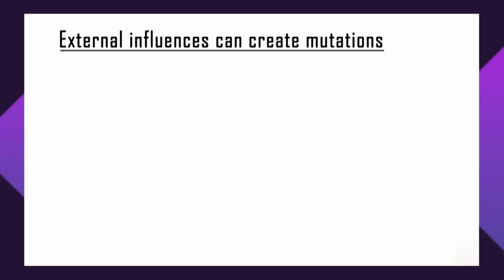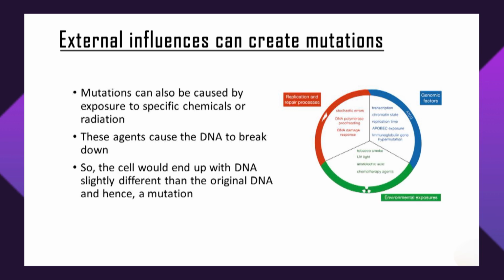Next, external influences can create mutation. Mutation can also be caused by exposure to specific chemicals or radiation. These agents cause the DNA to break down. Nevertheless, when the cells repair the DNA, it might not do a perfect job of the repair. So, the cell would end up with DNA slightly different than the original DNA, and hence a mutation.